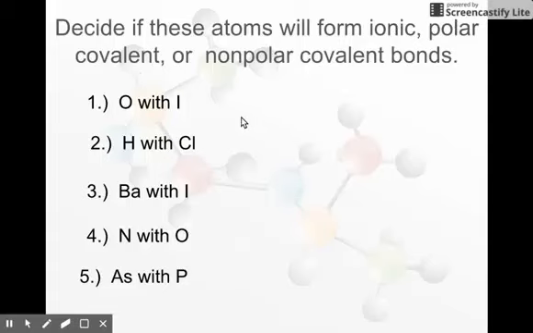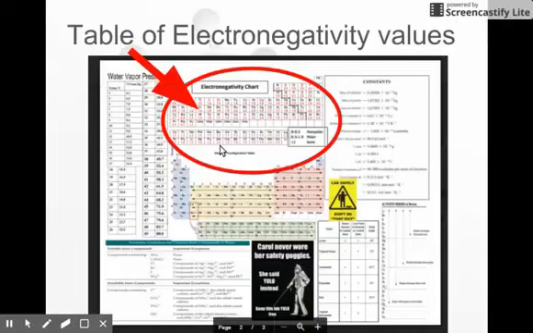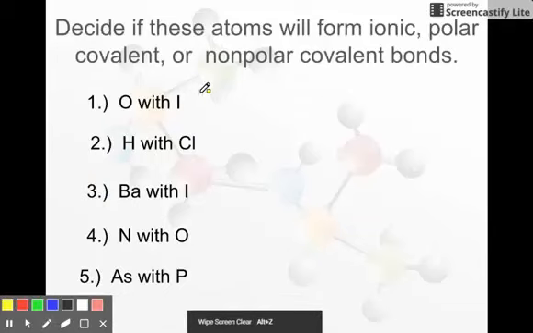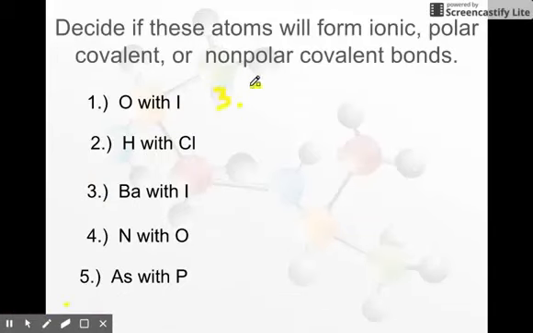So we have O and I, so oxygen and iodine. So we want to go ahead and look up those two on our chart. So oxygen has a value of 3.5 and iodine has a value of 2.5. So all we're going to do is subtract them. Always take the highest minus the lowest. So 3.5 minus 2.5, we get a difference of 1. So that would make our bond fall in the polar covalent range. I'm just going to shorten it PC, polar covalent. So let's try the next one.